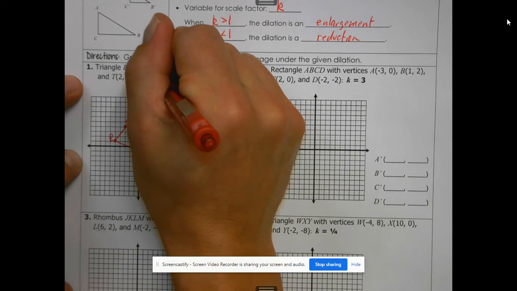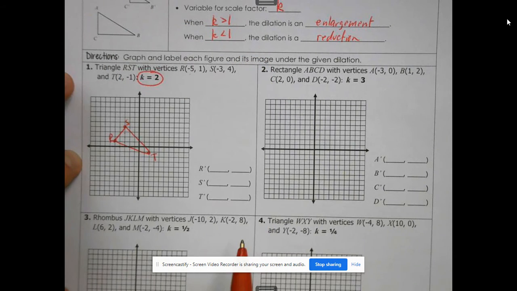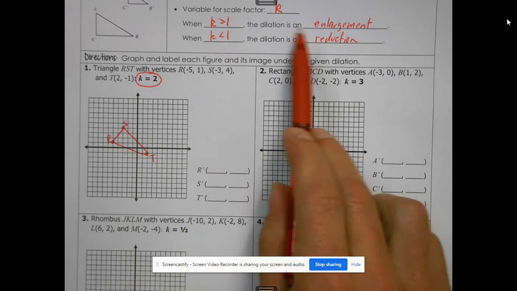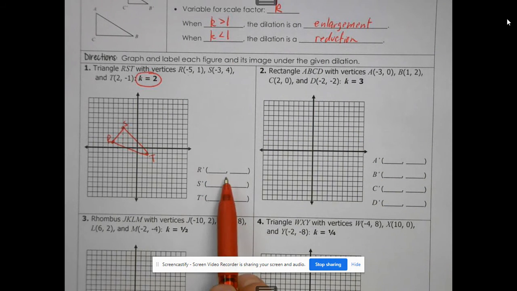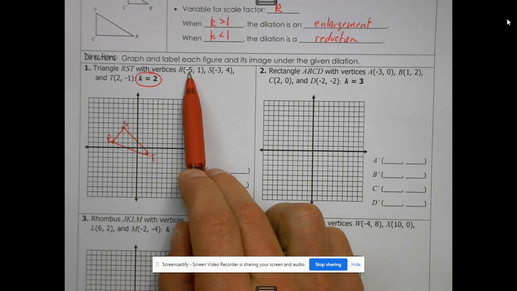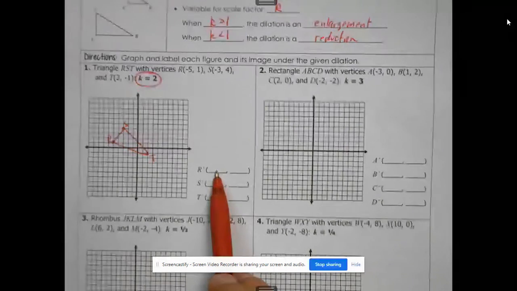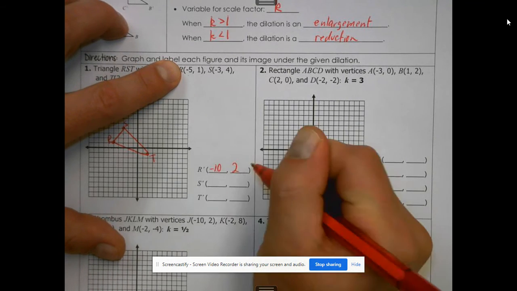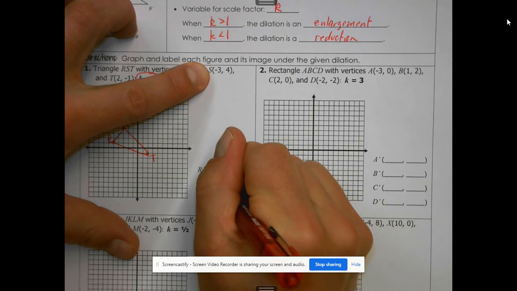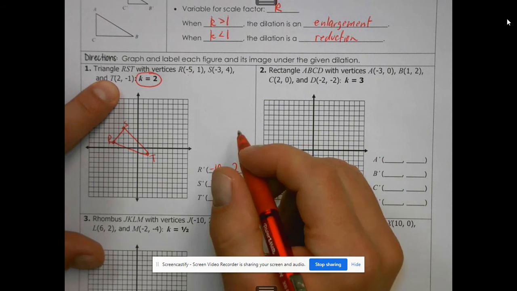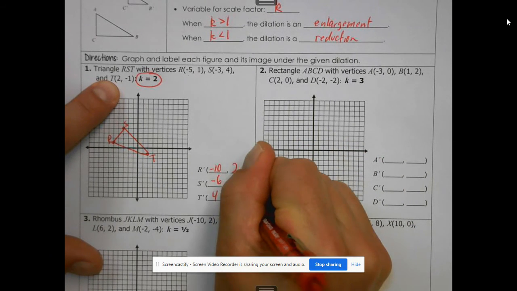All right, second step. Look to see what your scale factor is. In this case, the k is a 2. And since k is bigger than 1, we know that our figure is going to be an enlargement. To figure out the new points, we just have to multiply the original points by the scale factor. So for R, I'm going to multiply both these numbers by 2, and that'll be the new R prime. If I multiply negative 5, 1 by 2, I get negative 10, 2. Negative 3, 4 is negative 6, 8. And 2, negative 1 multiplied by 2 is 4, negative 2.